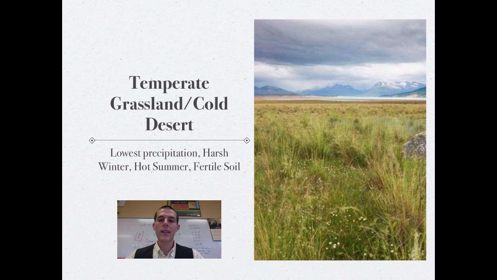The temperate grassland slash cold desert is found all the way across the middle of North America and across Central Asia. It has occasionally the lowest precipitation. They have really harsh winters and hot summers, but they do have very fertile soils.